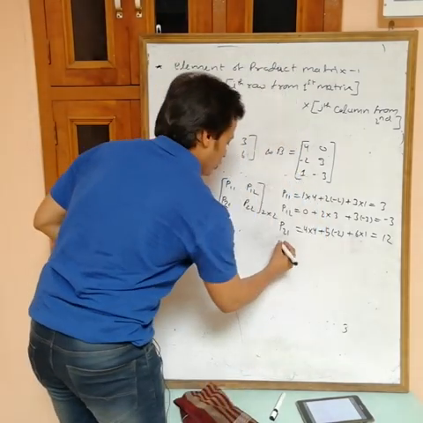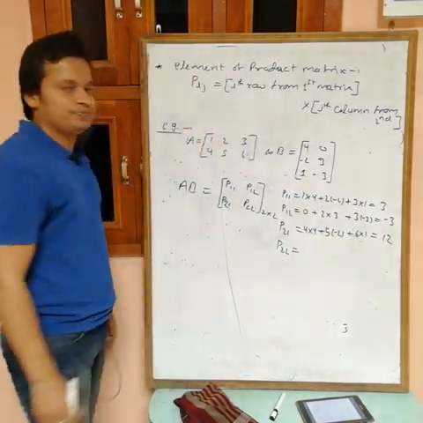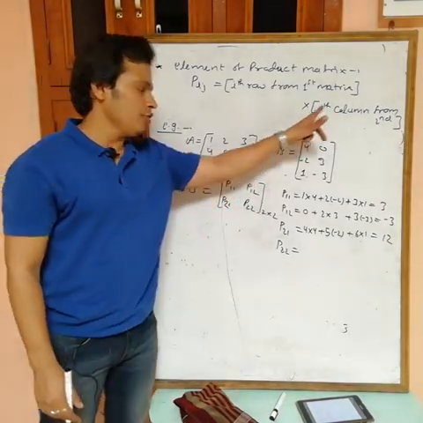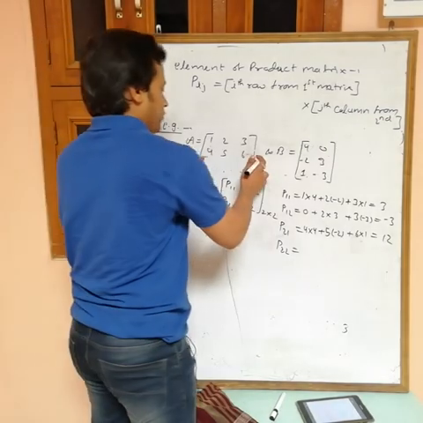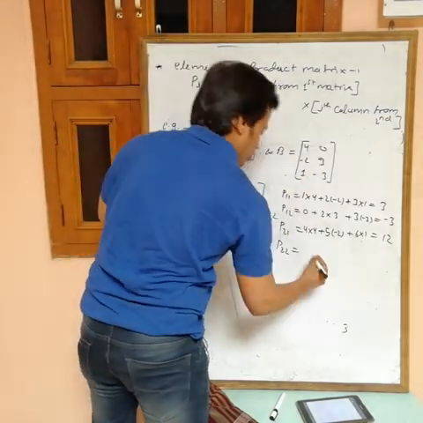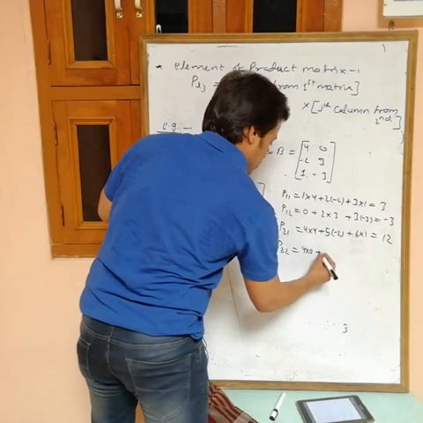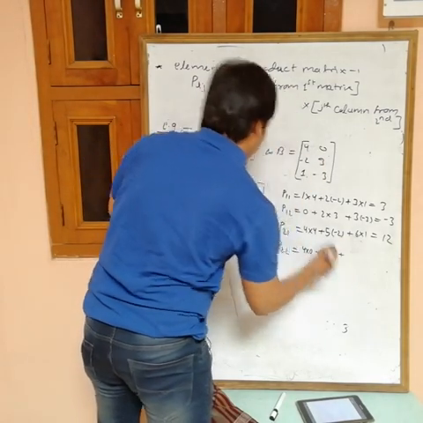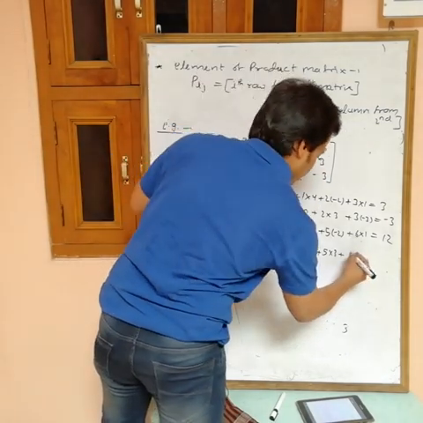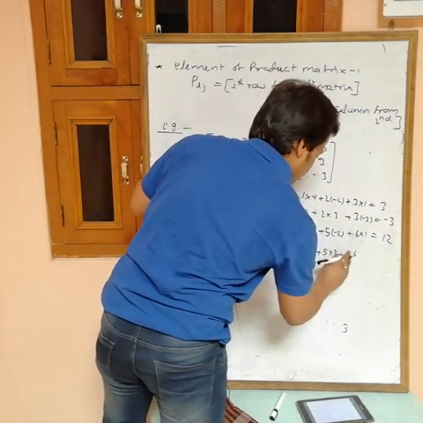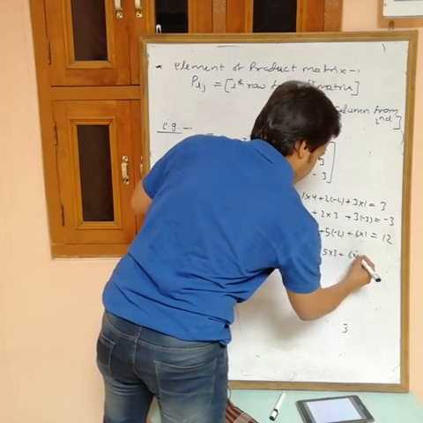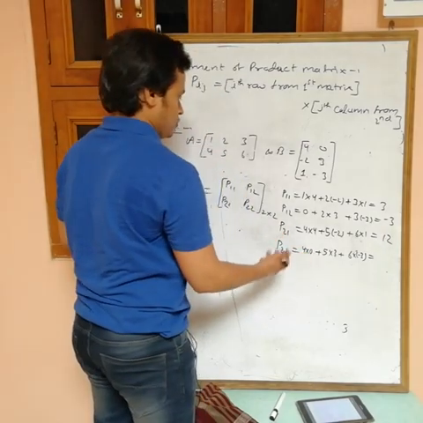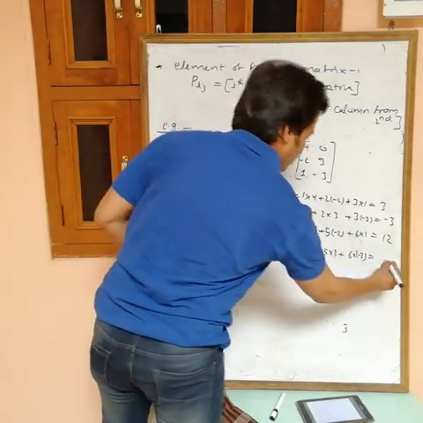Now the last, P22. How to get P22? Again simple. Multiply the second row with the second column: 4 into 0 plus 5 into 3 and plus 6 into minus 3. Now see, this is 0, 15 and minus 18, minus 3.